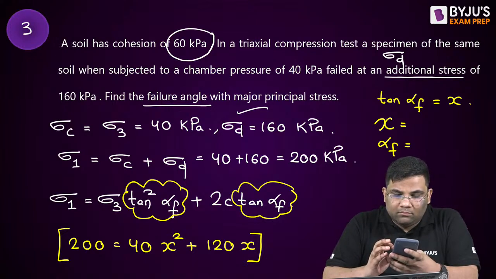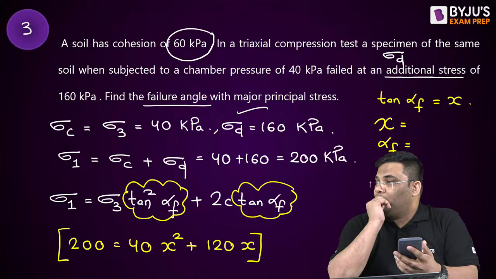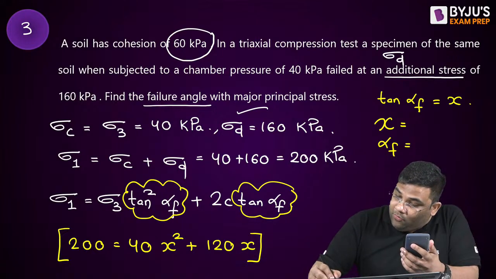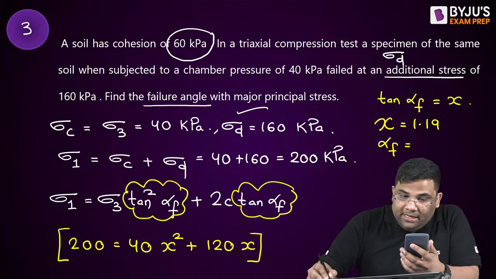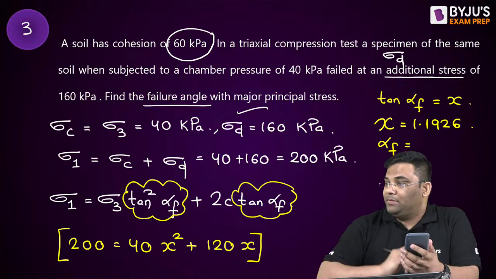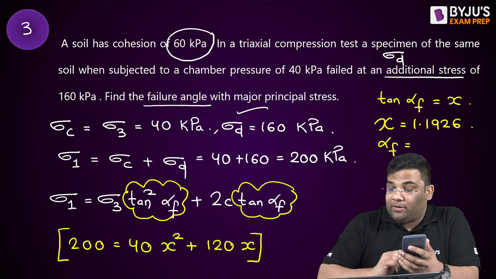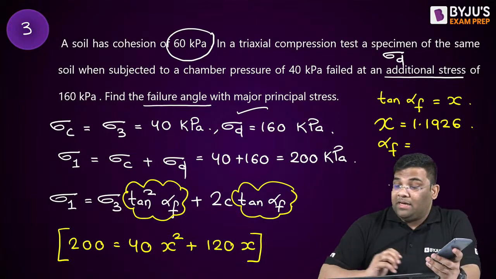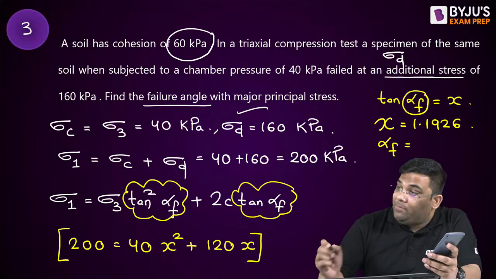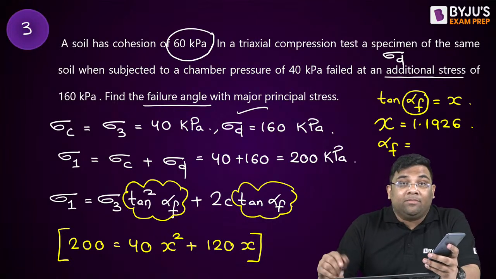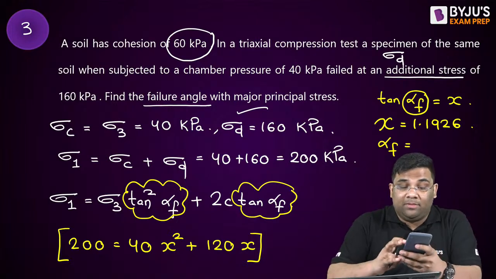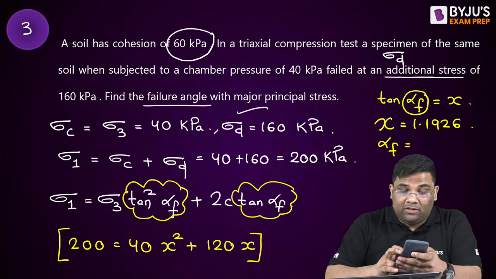X we are getting 1.1926, right? Almost this much value. We'll get another negative value also, we'll ignore that, okay? So this much we're getting. Now from here, we can find out alpha f. Alpha f will be what? Alpha f will be tan inverse of this, right? So you take a tan inverse of 1.1926.